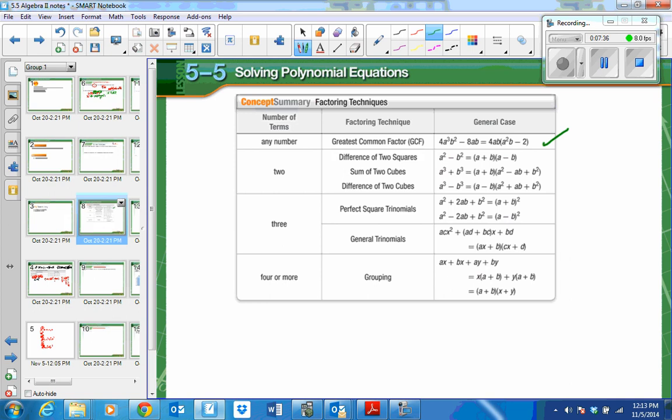You're going to look and see if it's a difference of 2 squares. You're going to look and see if it's a sum of 2 cubes, and you're going to look and see if it's a difference of 2 cubes. If it's one of those 3 things, then you can factor it further, and we've seen that today.